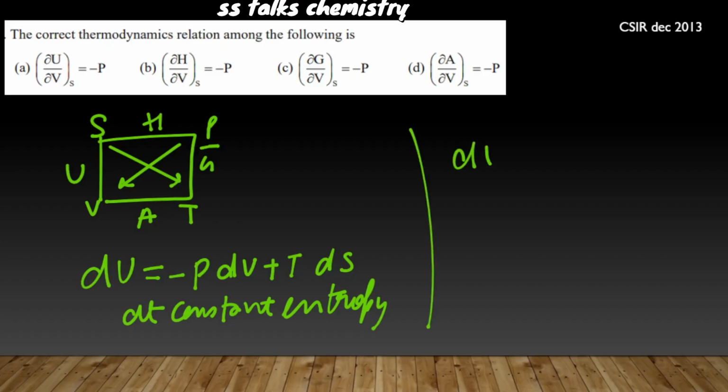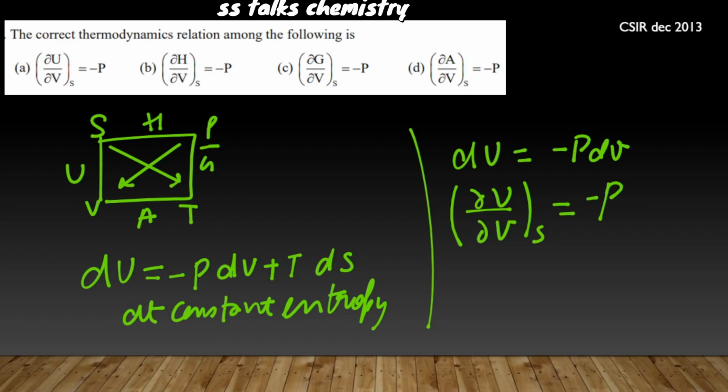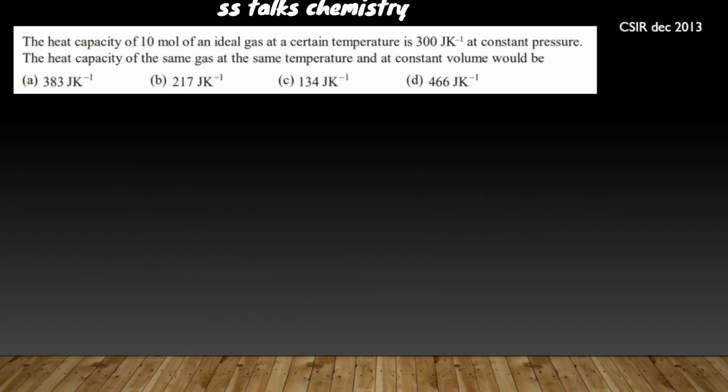So dU will be equal to minus PdV, or del U by del V at constant entropy is minus of the pressure. So del U by del V at constant entropy is minus the pressure. Option A becomes the right answer in this. Okay. Next, this one now.